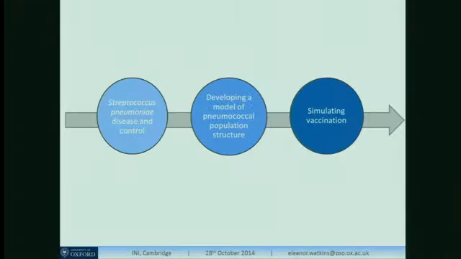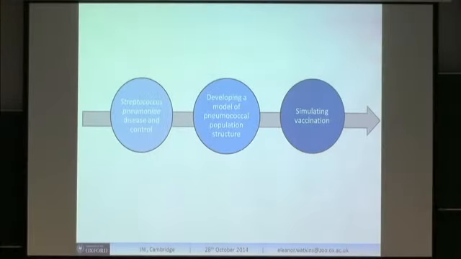So, just a very brief overview. I'll firstly just introduce the bug Streptococcus pneumoniae, and then I'll introduce our multi-locus framework for modelling pneumococcal population structure, and then finally I'll just discuss some of the results of our model in terms of predicting what we see after vaccination.